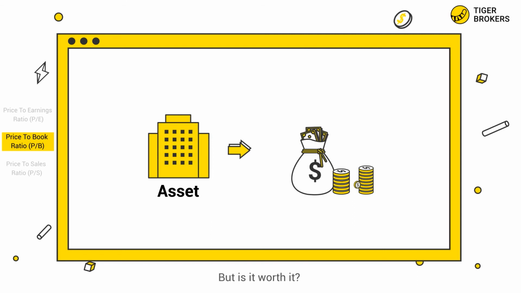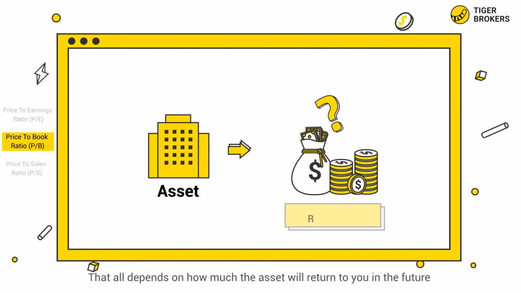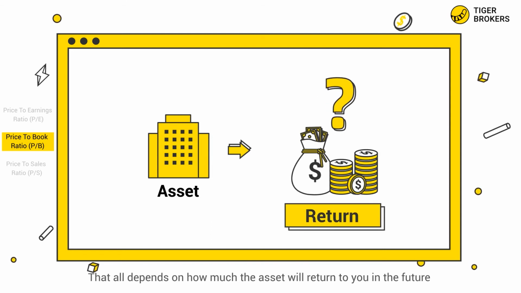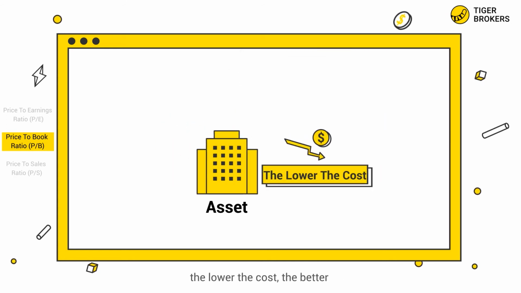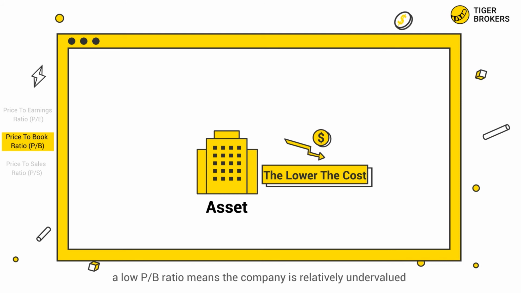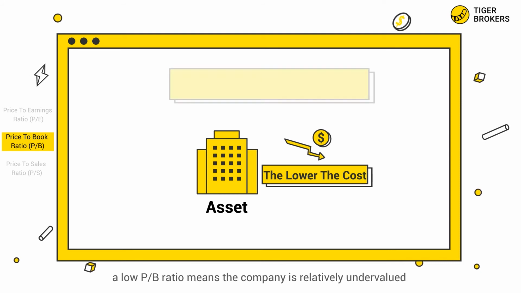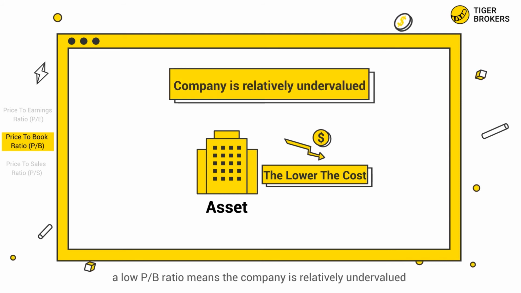But is it worth it? That all depends on how much the asset will return to you in the future. Of course, when you buy an asset, the lower the cost, the better. So, generally speaking, a low PB ratio means the company is relatively undervalued.